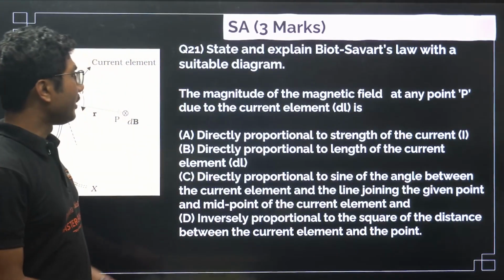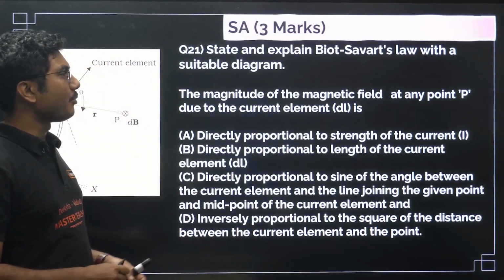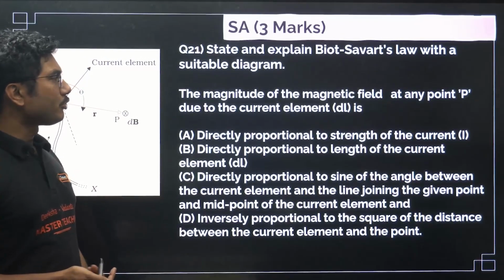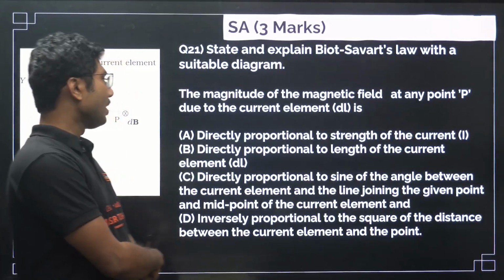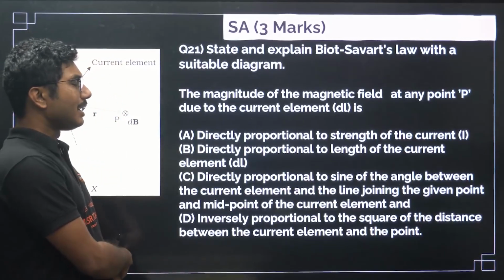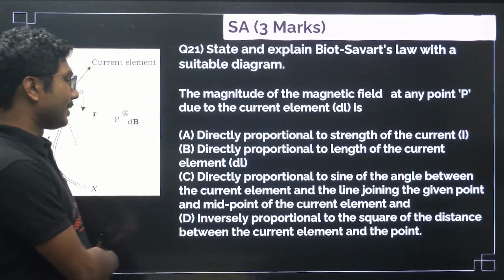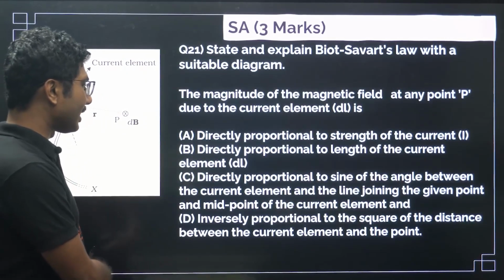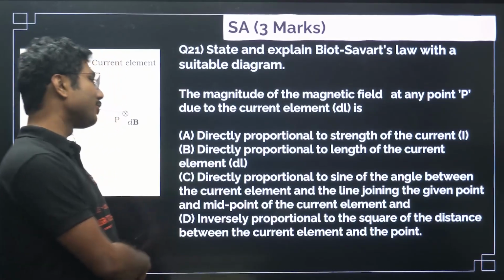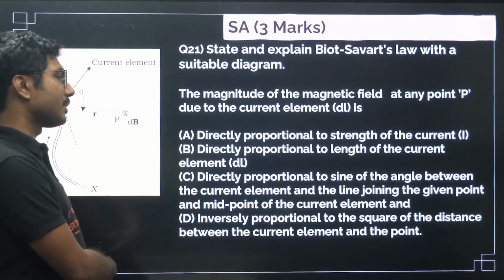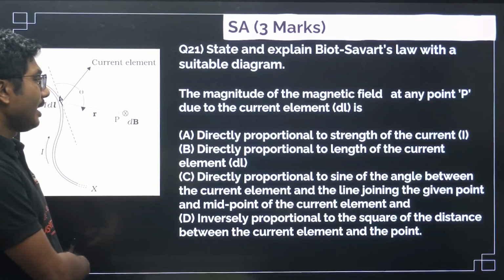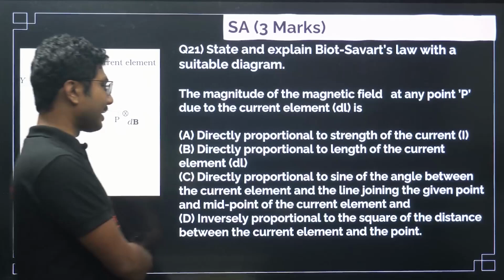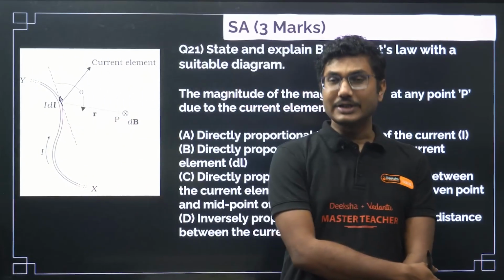So, the magnitude of magnetic field at any point P due to a current element dl is directly proportional to the strength of the current, directly proportional to the length of the current element dl, directly proportional to the sine of the angle between the current element and the line joining the given point and midpoint of the current element, and inversely proportional to the square of the distance between the current element and the point. This is the Biot-Savart's law.